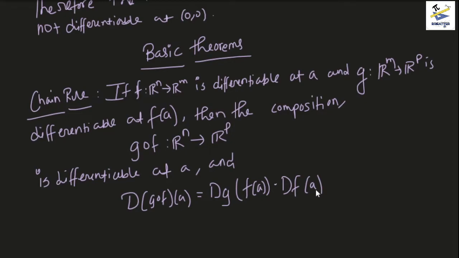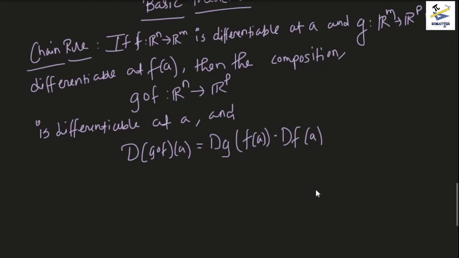So this is how the chain rule works. It's the same as with the single variable case, but here it says that if f is a function from R to the power n to R to the power m, and it is differentiable at a, so notice that f of a belongs to R to the power m, and we have a function g which goes from R to the power m to R to the power p, and this function g is differentiable at f of a.